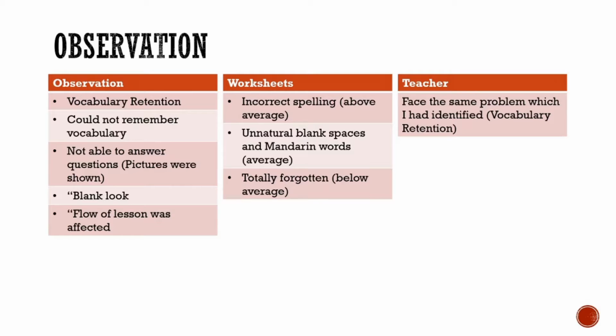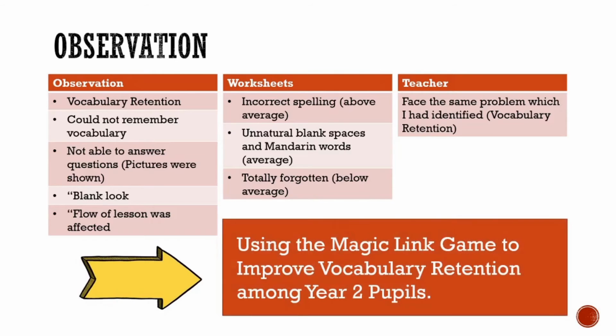These problems were also faced by my colleagues, the previous English subject teacher who had taught this class before. So with some understanding of how second language learners learn vocabulary, I started to focus on vocabulary learning, and this aspect of language teaching has become my interest. Hence, I intended to introduce the Magic Link game, which is a simple yet effective way in my teaching and learning to improve vocabulary retention among English young learners.